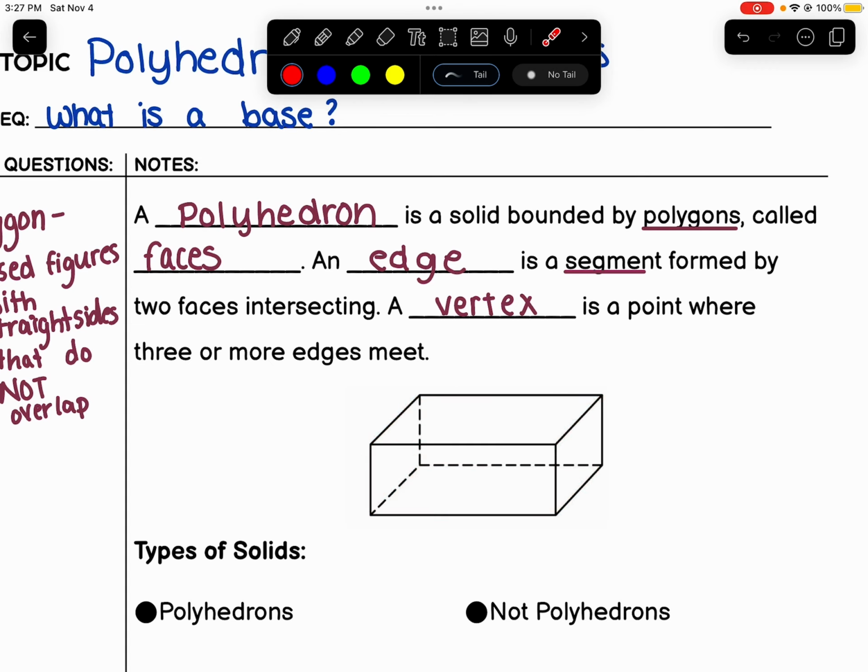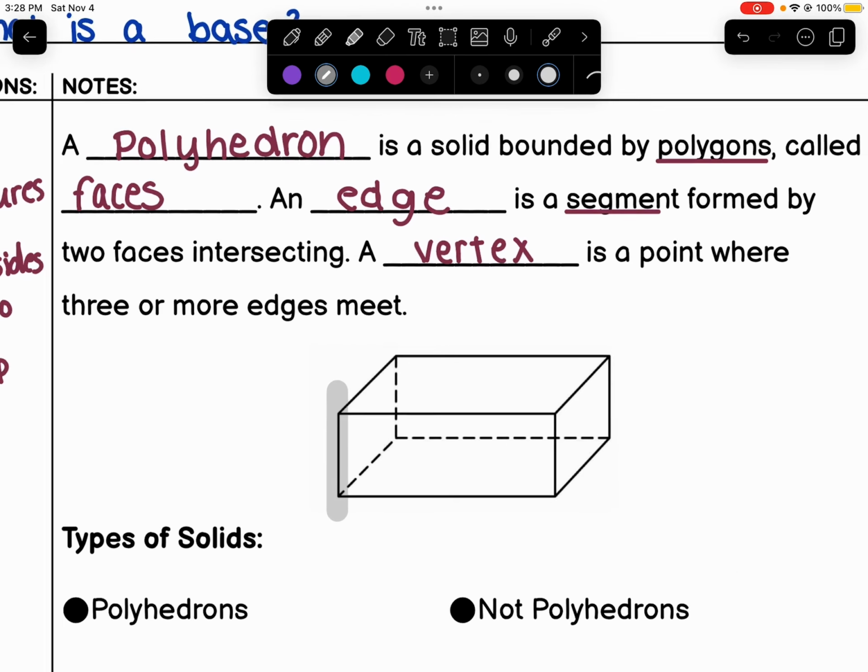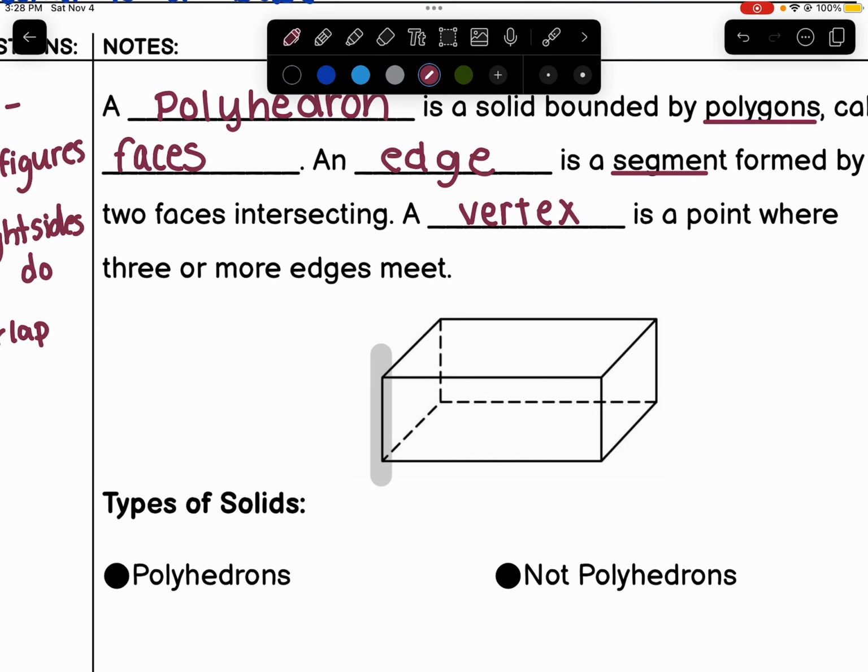If you have a highlighter, you can highlight your edge. If you don't have one, feel free to pause this video and go pick one up from the front table. This right here is an edge. And this shaded rectangle is a face. And last but not least, you can exaggerate this point right here and point to that as a vertex.